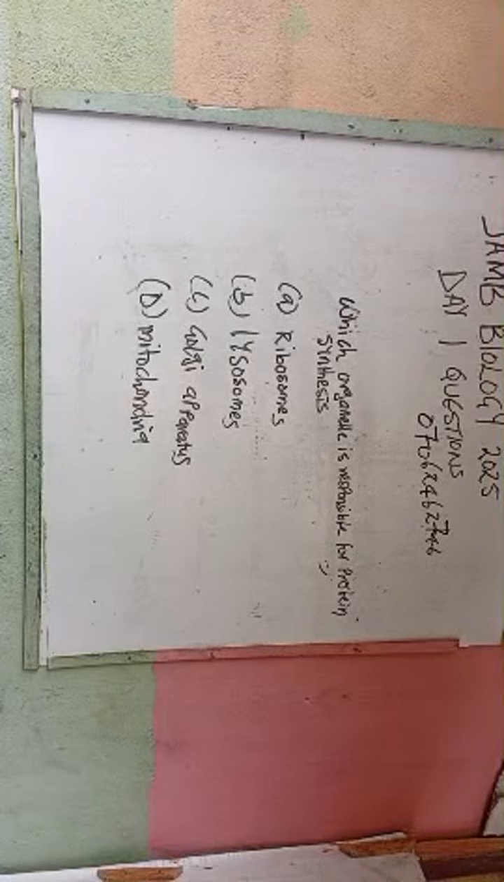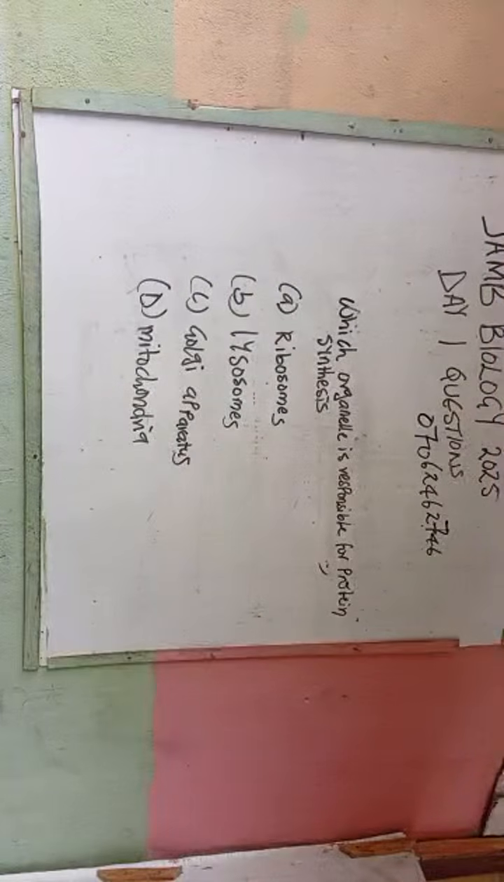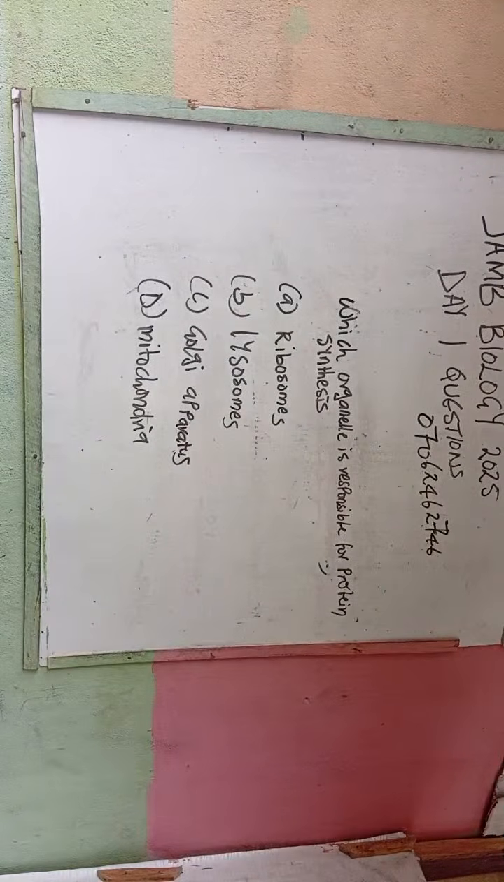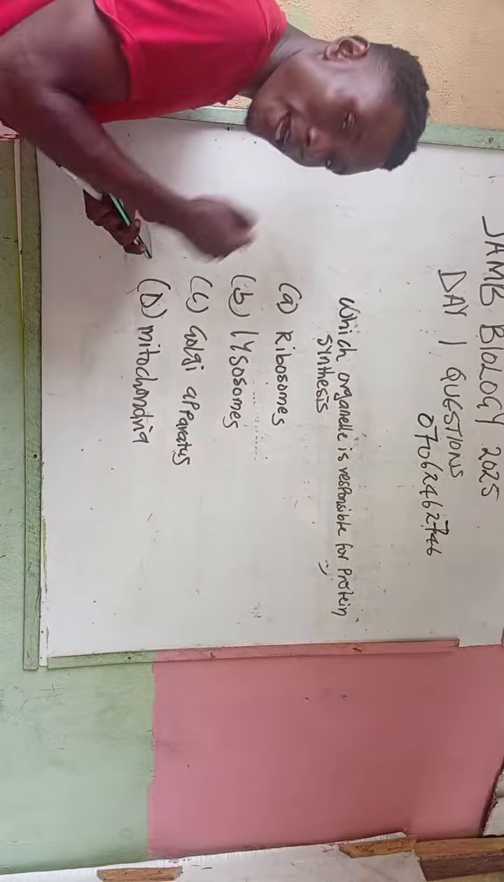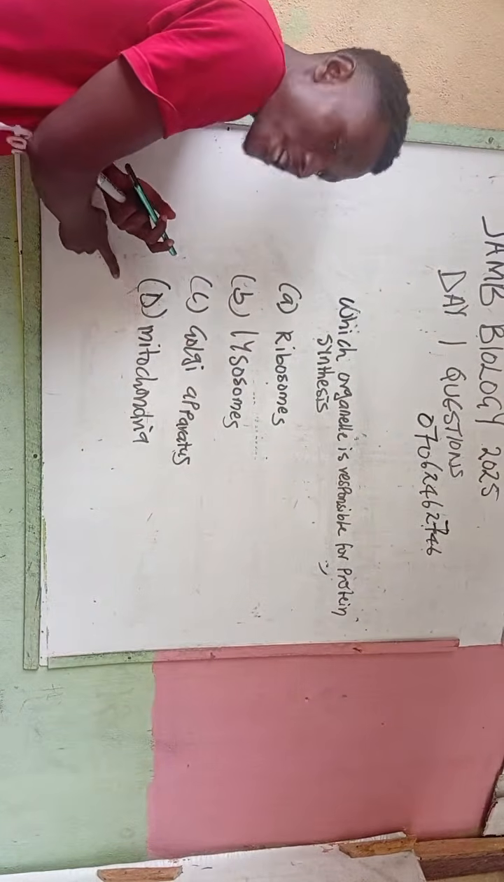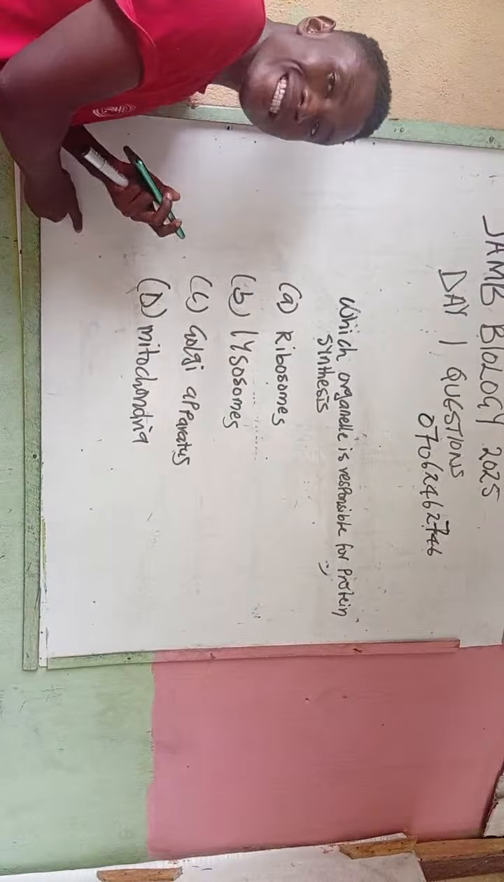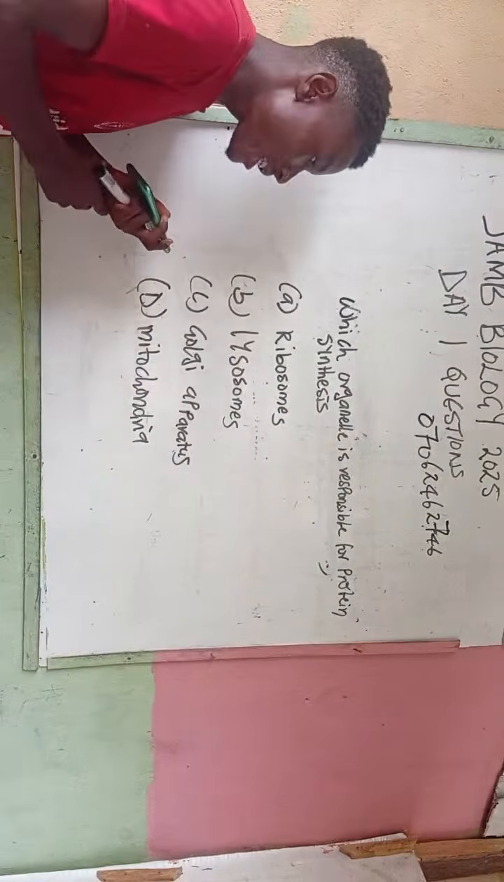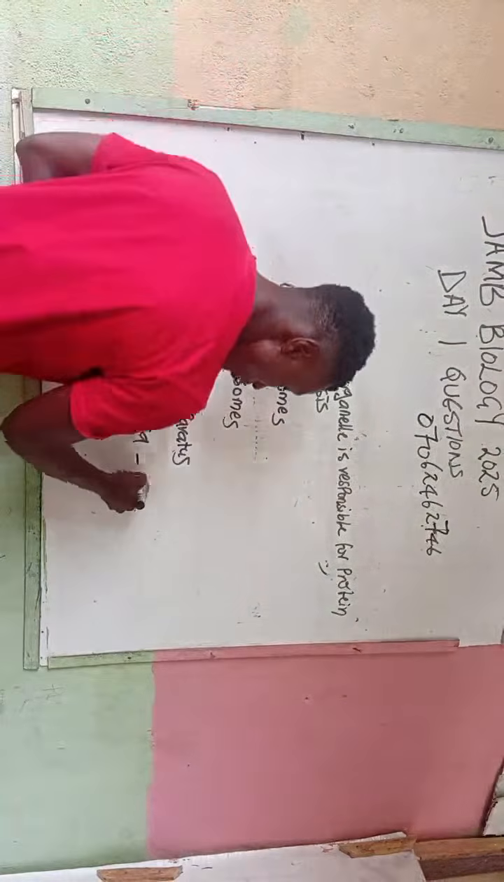So we have A, ribosomes, B, lysosomes, C, Golgi apparatus, and D, mitochondria. Drop the answer. If you can see it, which organelle is responsible for protein synthesis? It is not going to be mitochondria, right? We said the mitochondria is responsible for cellular respiration. It is also known as the powerhouse of the cell.